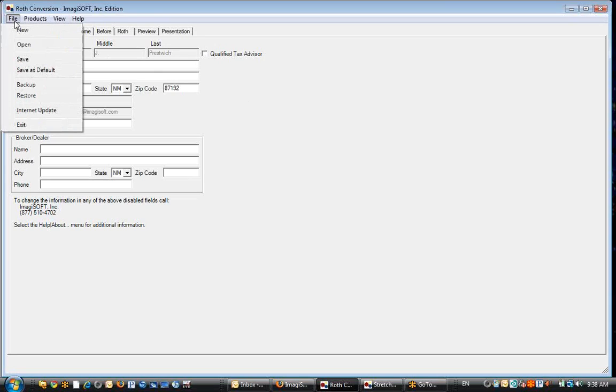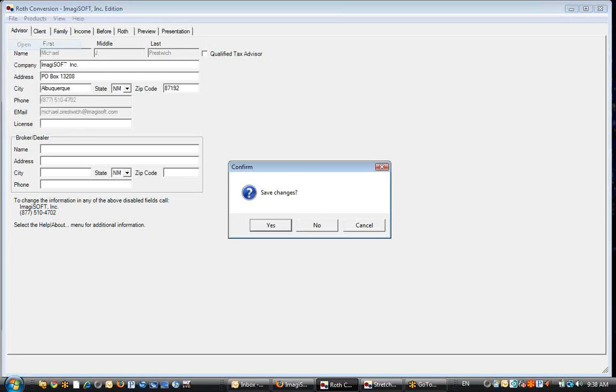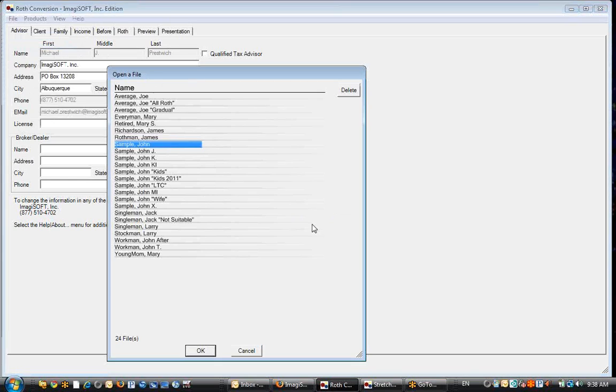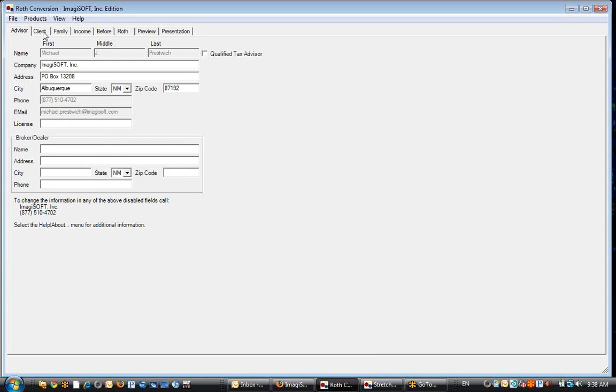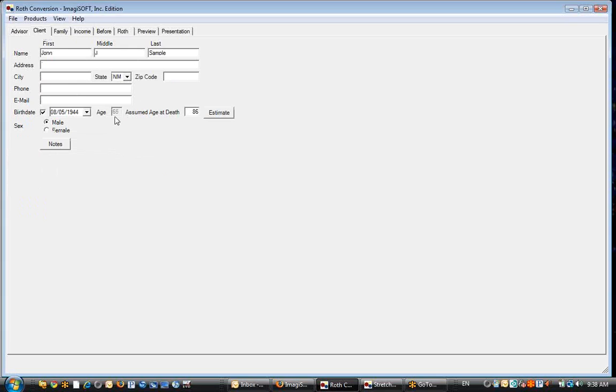So now I've got some files saved. We go File, Open, and it will show all of my saved cases. You can see I've got some sample cases right here. So I'm going to open up John J. Sample. As you can see, it has my advisor information in, and the client information. This particular client is age 65, assumed to die at age 86.